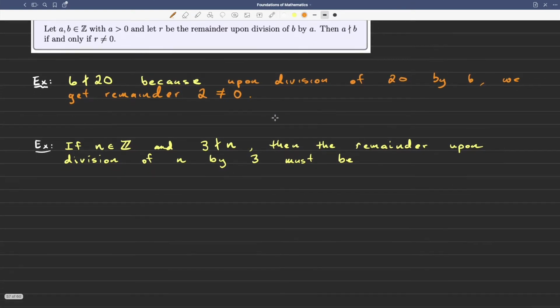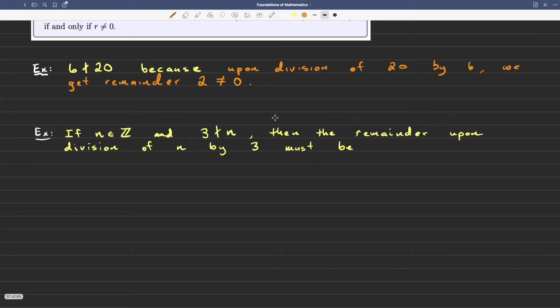Now, how about in a little bit more general of a setting? Suppose n is just some integer, and we know 3 does not divide n. Then what can we say about the remainder upon dividing n by 3? What are the possibilities for the remainder? So essentially I'm saying, what if you do this? You go 3 into n, you get some quotient. What is the remainder got to be if we know 3 does not divide n?